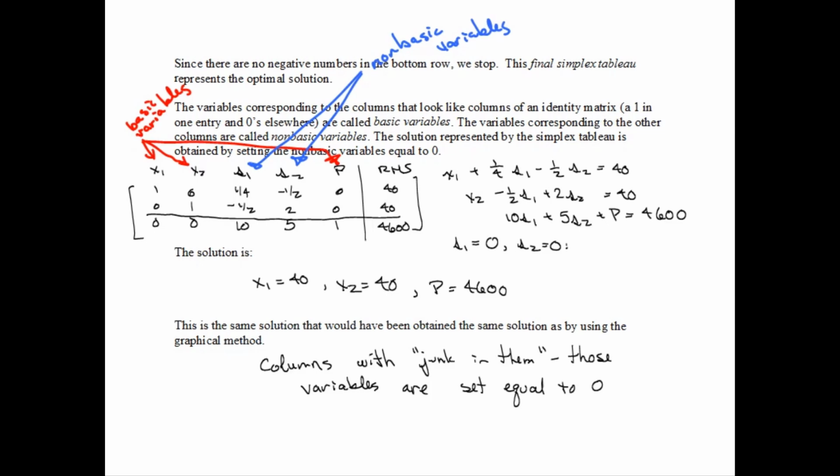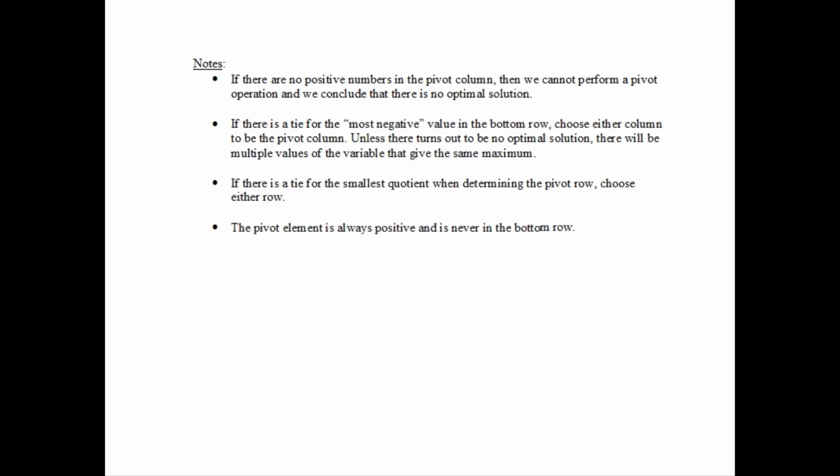Here are a few notes about the simplex method. If there are no positive numbers in the pivot column, then we cannot perform a pivot, and we conclude there is no optimal solution. This can happen. If there is a tie for the most negative value in the bottom row, you can choose either column to be the pivot column. Unless the problem turns out to be one with no optimal solution, you will have multiple values of the variable that give the same maximum.